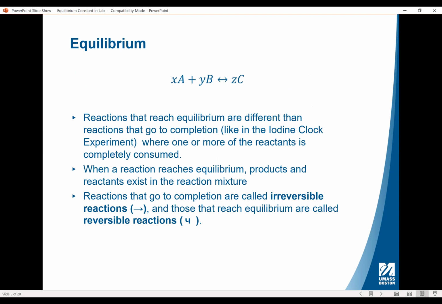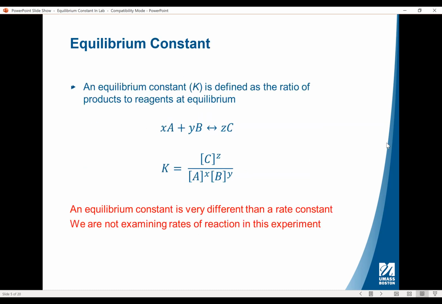Reactions that reach equilibrium are different than reactions that go to completion. Like the iodine clock experiment, where we were forming a product that was a gas that escaped, that reaction would keep going because, due to Le Chatelier's principle, when I2 is escaping into the fume hood, the reaction would be continuously producing I2 gas. However, in this reaction, we are reaching an equilibrium, which means it's reversible. Reactions that go to completion are irreversible because you can't get that product back and you can't reform the original reactants. Those that reach equilibrium are called reversible reactions. And there's this little symbol here.